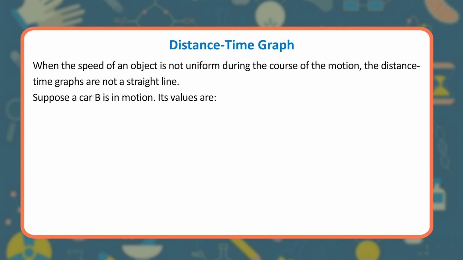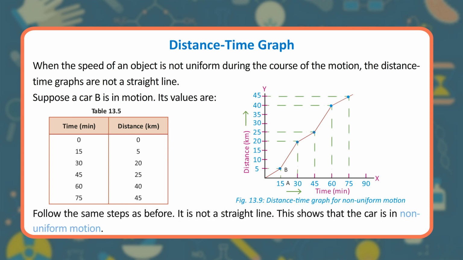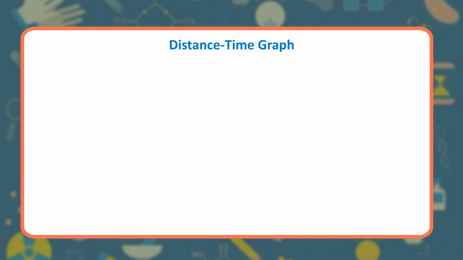Suppose a car B is in motion. Its values are: table, time in min, distance in km: 0, 0; 15, 5; 30, 20; 45, 25; 60, 40; 75, 45. Follow the same steps as before. It is not a straight line. This shows that the car is in non-uniform motion.